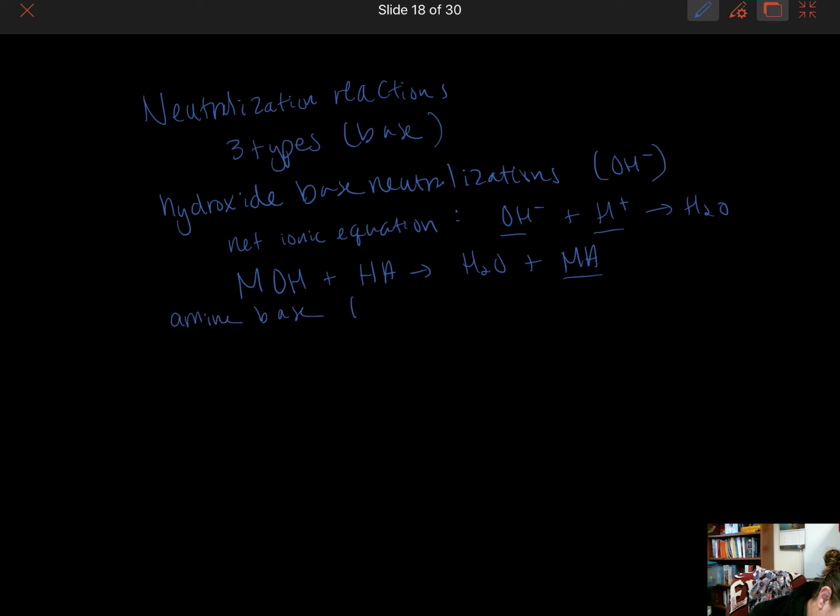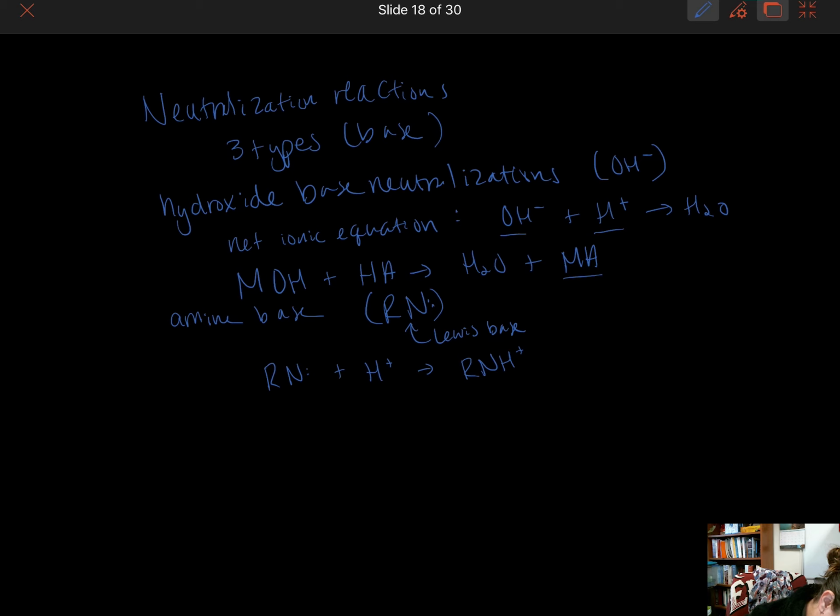Our next is an amine base. So this can be nitrogen. And let's go specifically, we're going to have some R group with nitrogen. The R group can be hydrogens, it can be carbons, it's just anything attached to a nitrogen with a pair of electrons. So it has to have a pair of electrons. This acts as a Lewis base. And when it reacts, it produces a Lewis adduct. Okay.